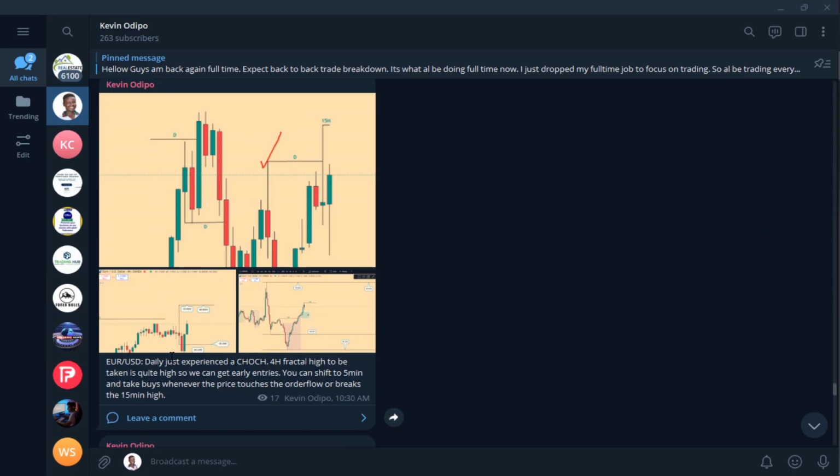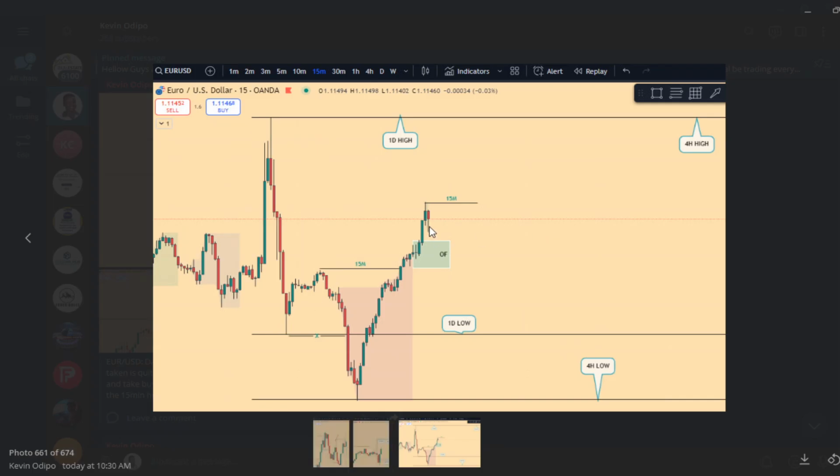So how do I explain it? Daily just experienced a change of character. The 4 hours fractal high to be taken is quite high, so we can get early entries. You can shift to 5 minutes and take buys whenever the price pushes down into the order flow, or breaks the 15 minutes high and pushes downward here. You shift to 5 minutes and get the trade.